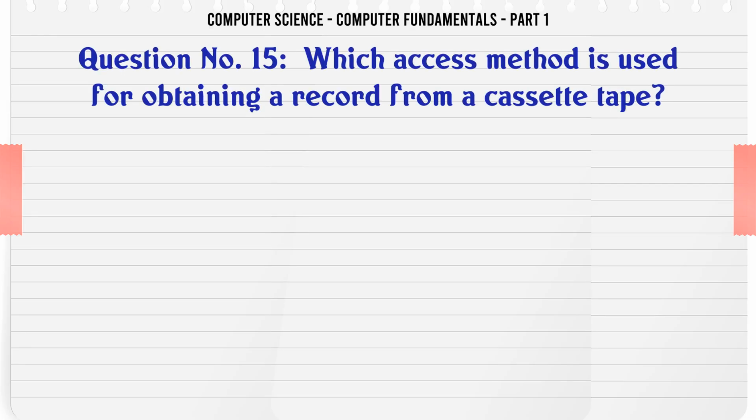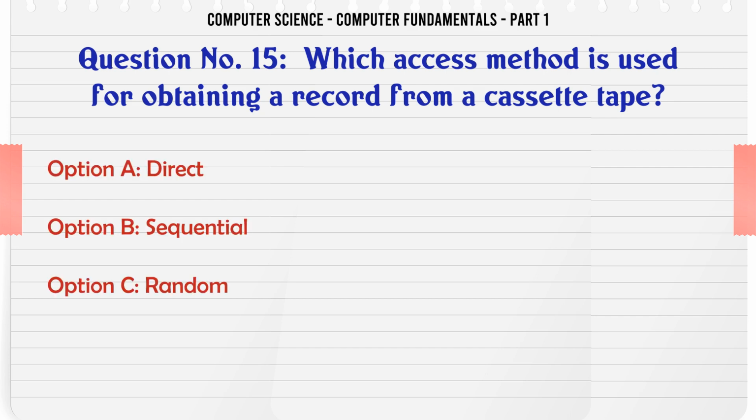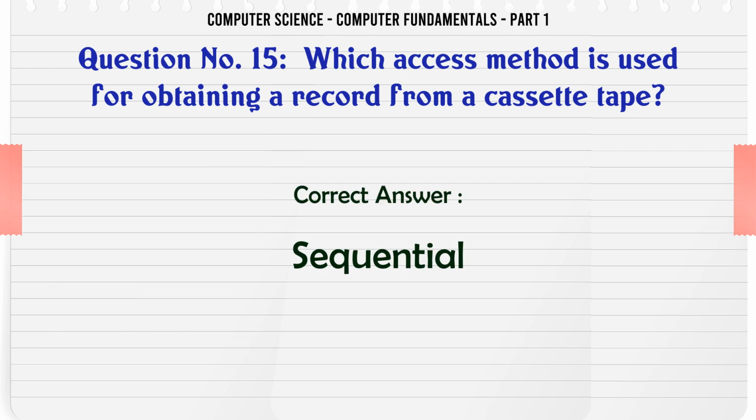Which access method is used for obtaining a record from a cassette tape? A. Direct, B. Sequential, C. Random, D. All of the above. The correct answer is sequential.